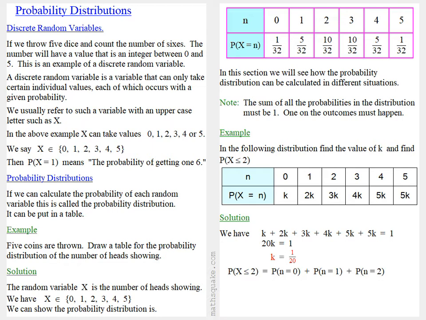Now, for X to be less than or equal to 2, X could equal 0 or 1 or 2. So the probability that X is less than or equal to 2 is equal to the probability that X is equal to 0 plus the probability that X is equal to 1 plus the probability that X is equal to 2, which from our table is 1/20 + 2/20 + 3/20, which is equal to 6/20, or 0.3. And so the probability that X is less than or equal to 2 is 0.3.